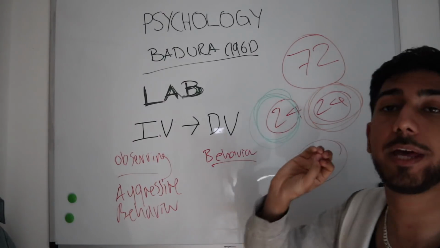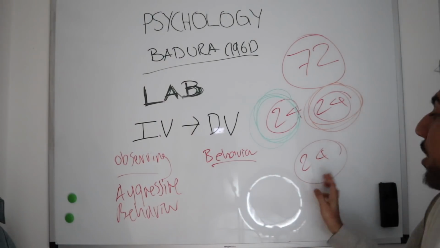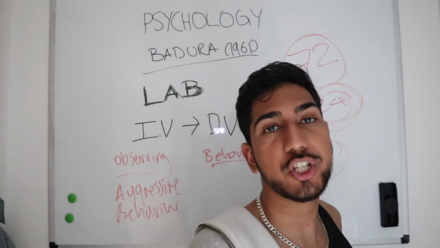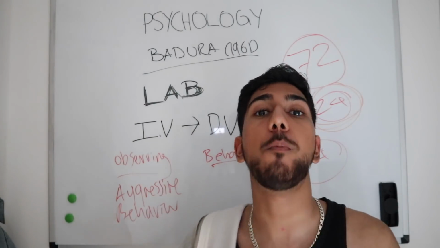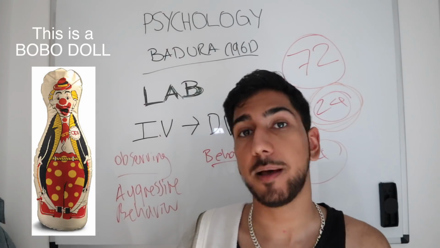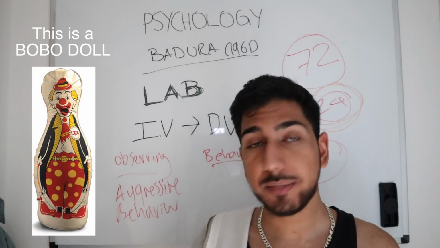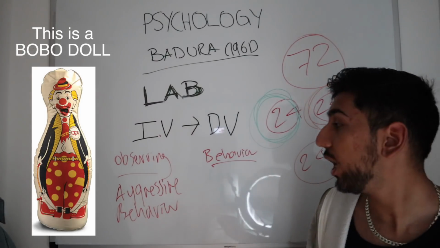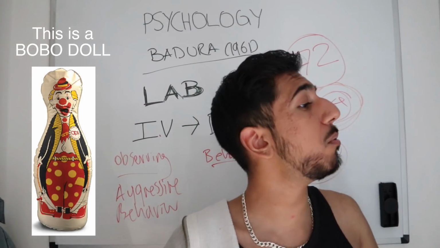You have another group where they're observing a model not acting aggressively, and then you have a group where they're not observing anything. Then Bandura put each child into a room with a Bobo doll, and he observed their behavior. And you best believe all the children who observed the aggressive model, when they were in a room with a Bobo doll, they were beating the thing up.